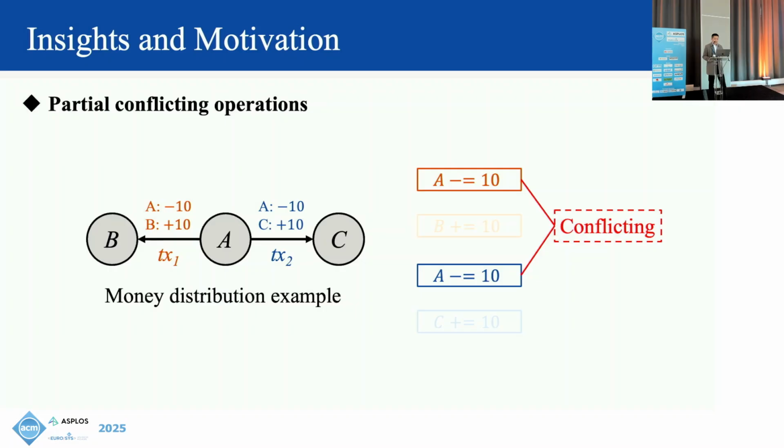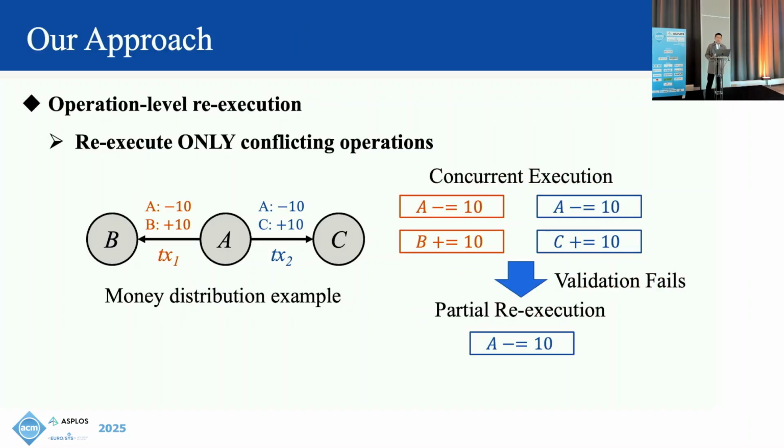These two transactions conflict because they both access A's balance. But notice that the updates to B and C's balances are independent. They don't conflict at all. And this motivates us to rethink concurrency control at a finer granularity, one that operates at the operation level instead of the transaction level. So based on our insight, we propose a new approach, an operation-level conflict resolution strategy for concurrent smart contract execution.